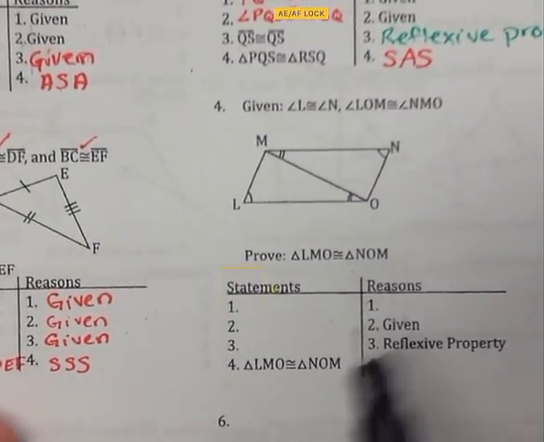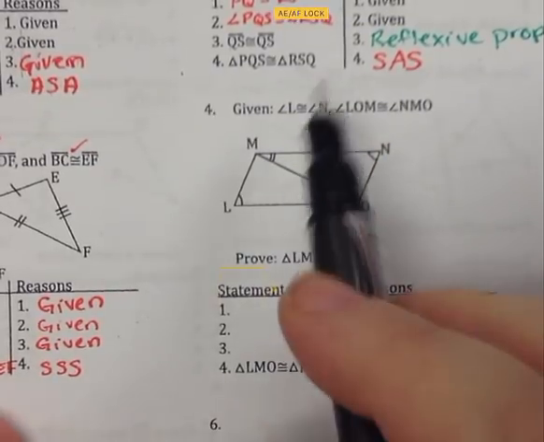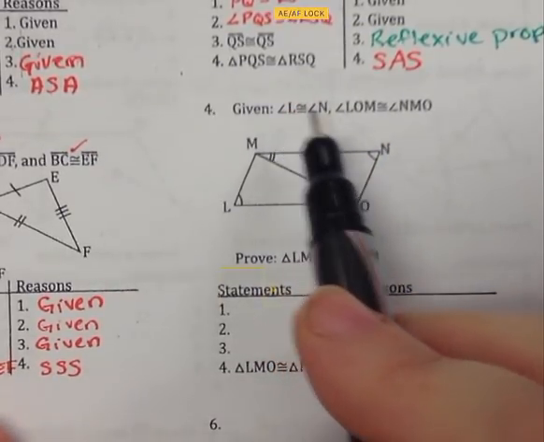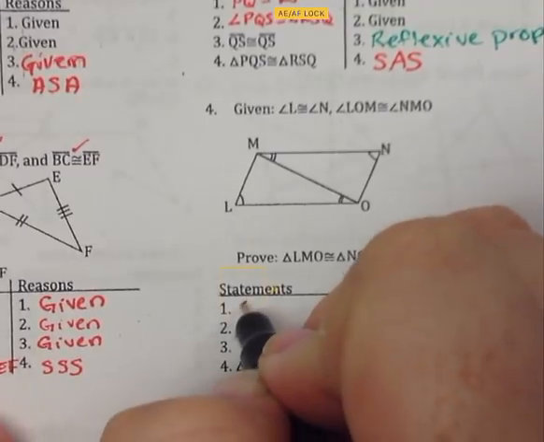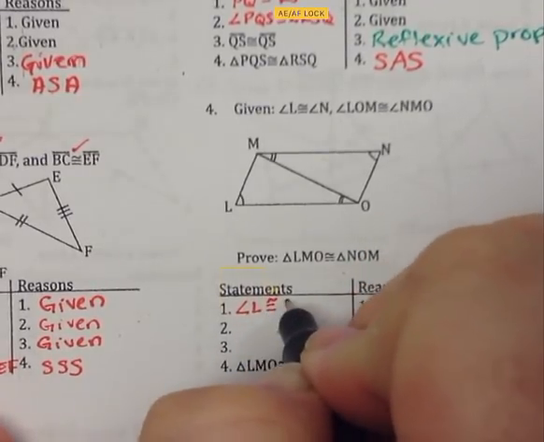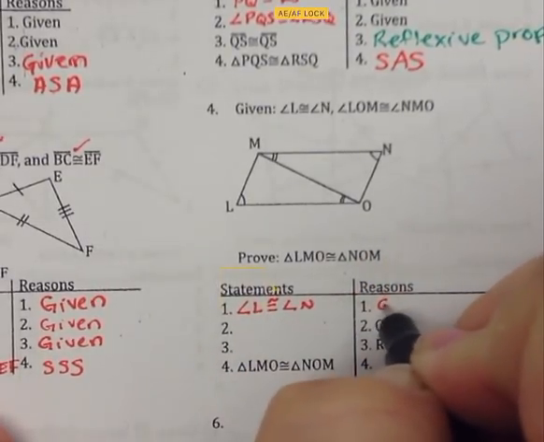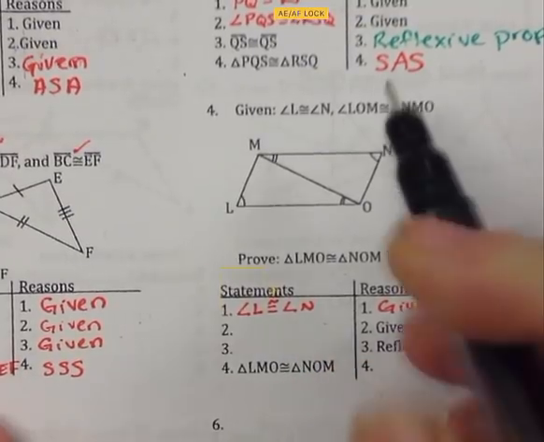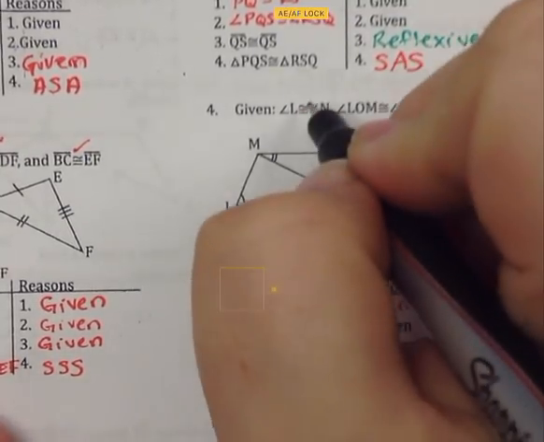Example 4. First thing we write in our statements is our givens. So we have angle L is congruent to angle N. Angle L is congruent to angle N because it is given. It has a congruency. It's in our proof. We can put a check.